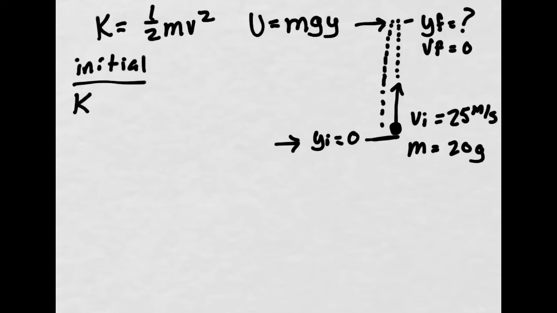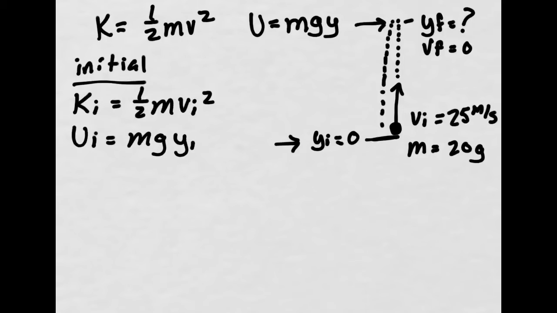So we need to find the initial total energy. So K initial is equal to 1/2 m v initial squared. And U initial is equal to mg y initial. This is 0 because y initial is 0. This is 1/2 m v squared, well, let's plug these numbers in. 20 grams is 0.02 kilograms, and 25 squared.